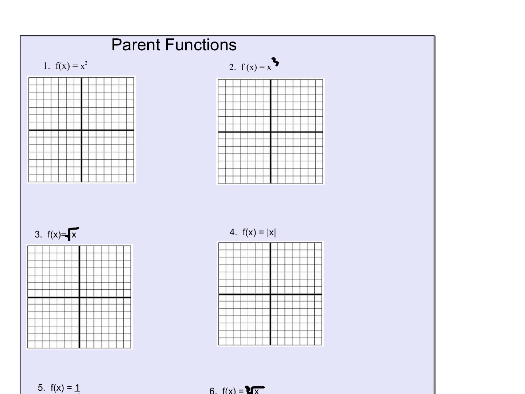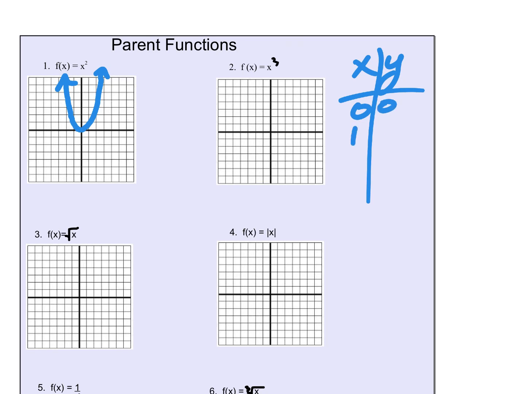So remember, if you get stuck on any of these, make an XY chart. If you get stuck on the first one, I'm going to be disappointed. It was that, etc. But if you have to make an XY chart because you're like, I don't remember that one, then you just stick in 0 and you see what you get. And you get 0 to the third is 0. Okay. 1. 1 to the third is 1.